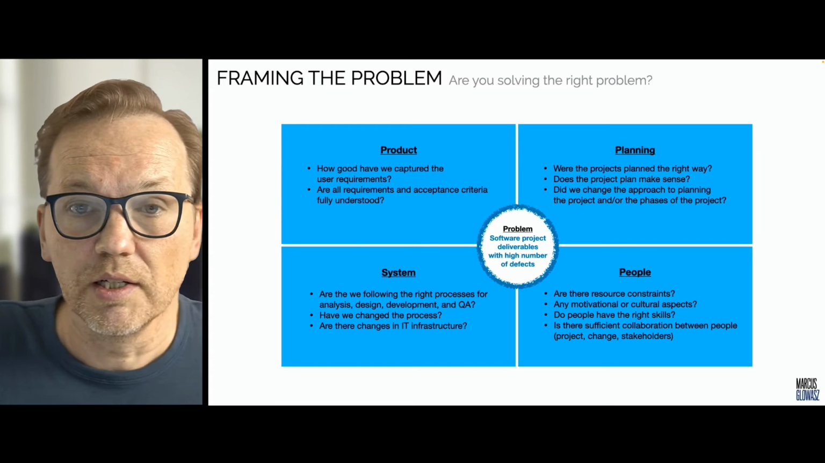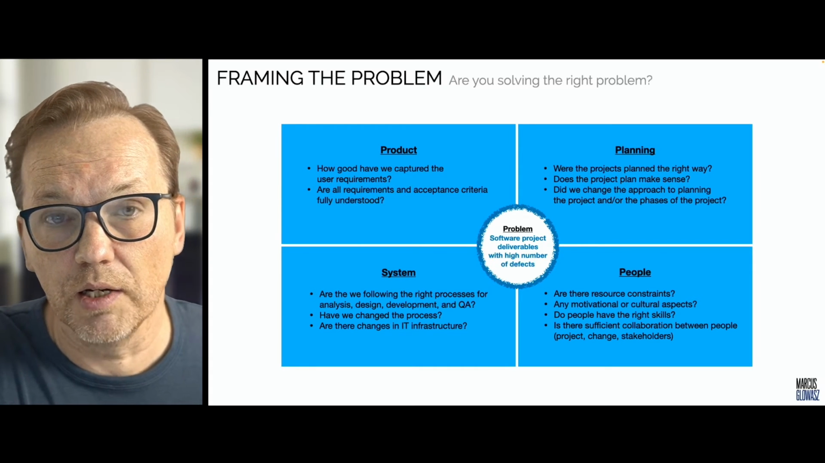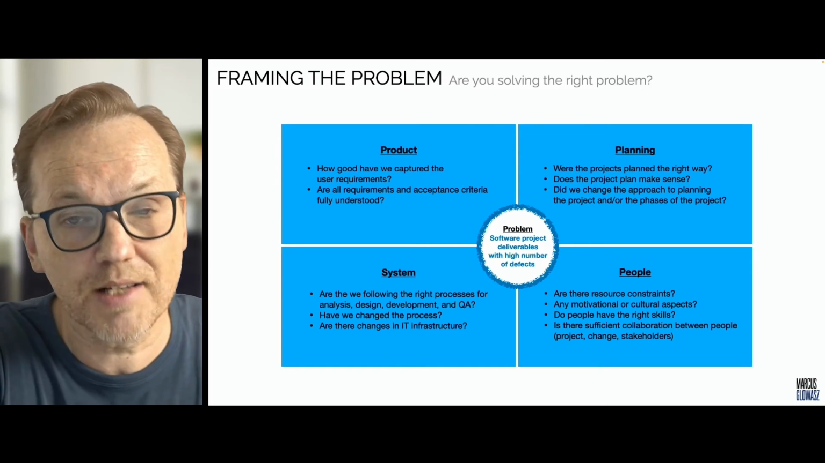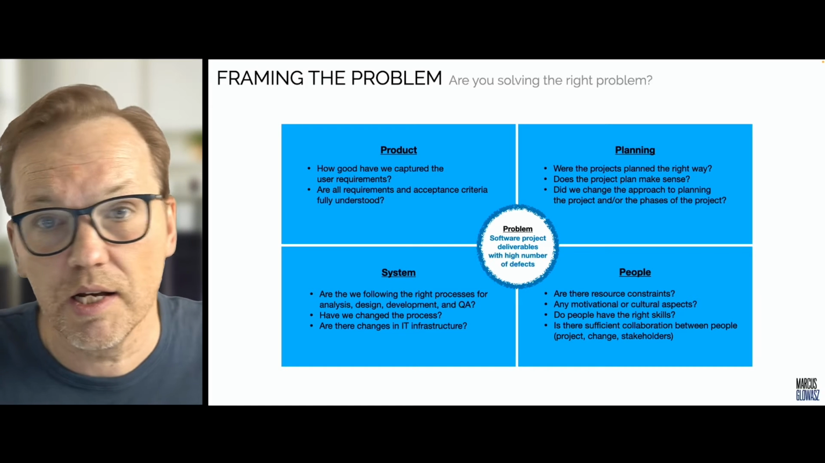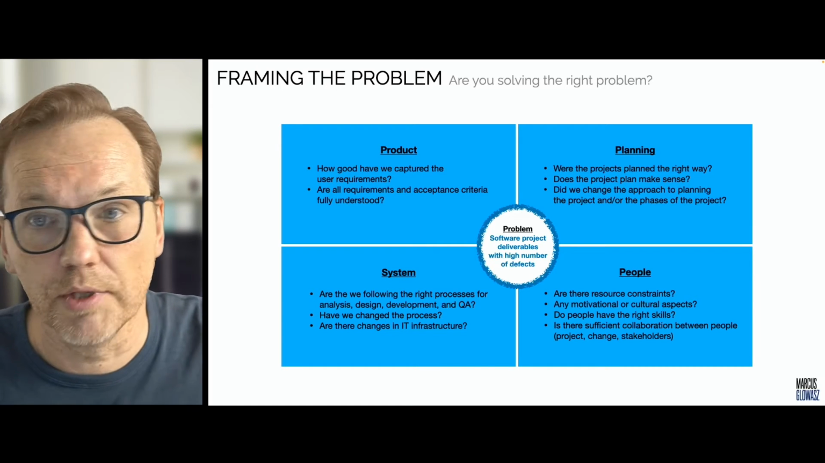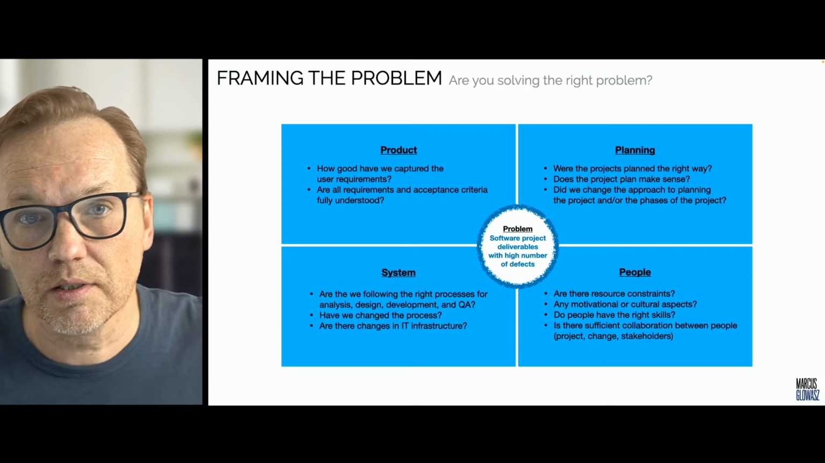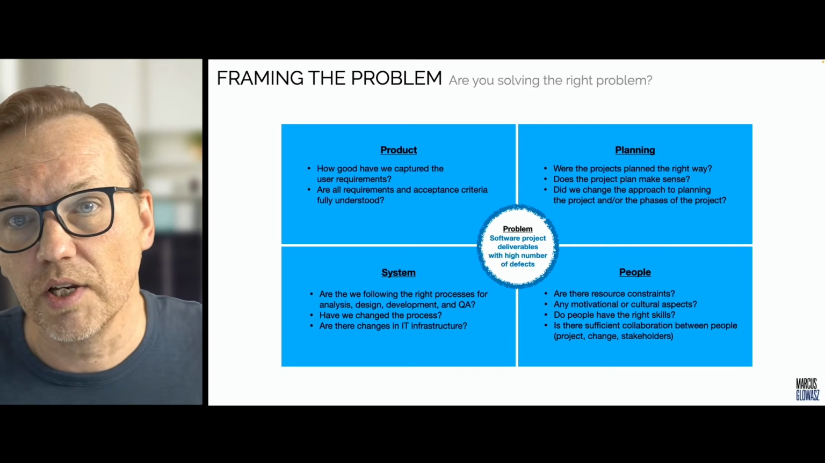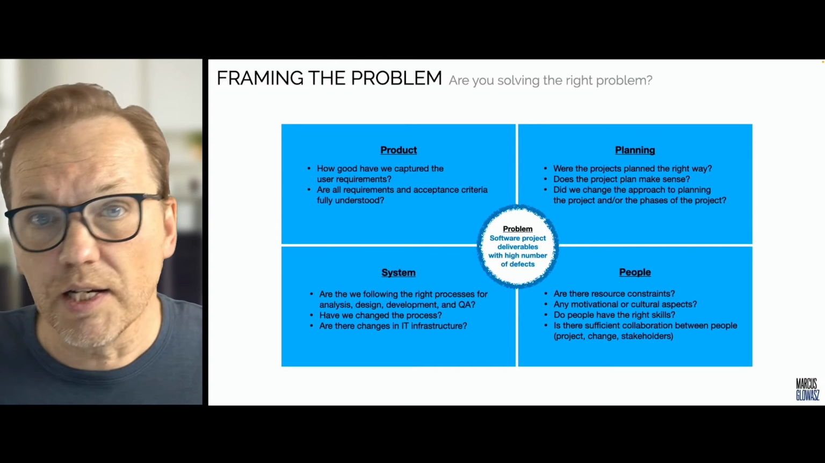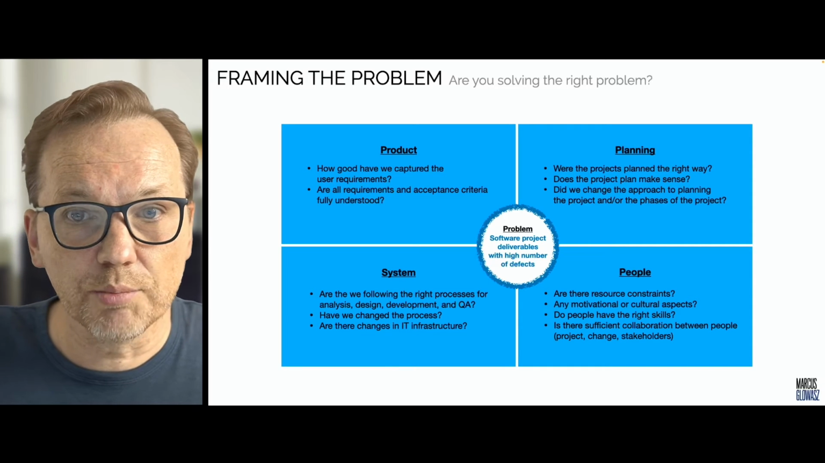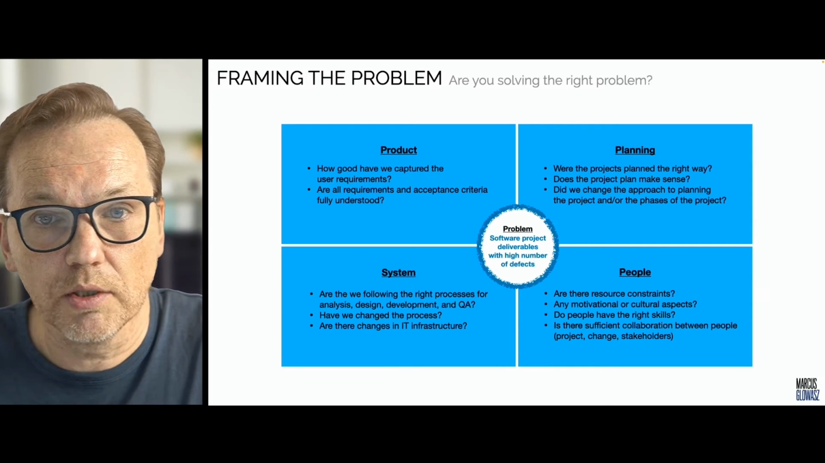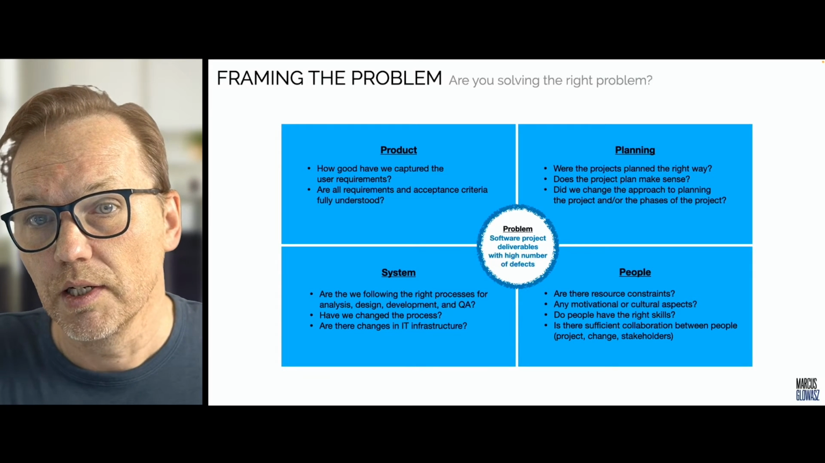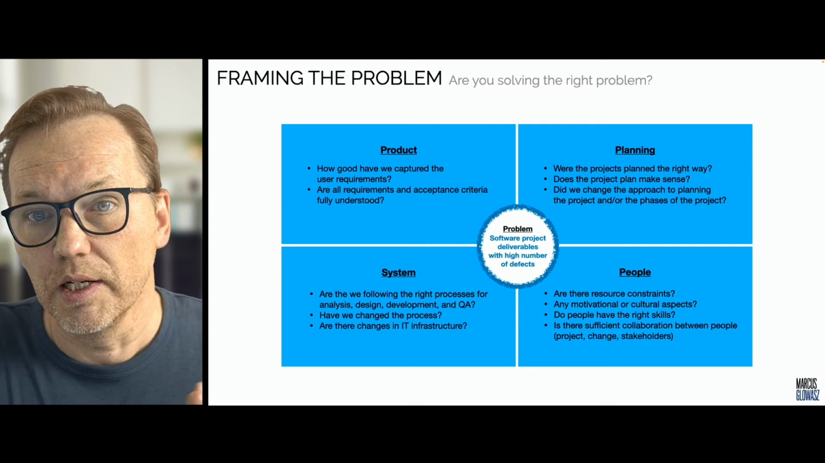So the product, in this case, is a software that gets produced and the requirements behind it that make up that product. Is there anything wrong there? Have we overlooked something in terms of requirements? Is it all clear what the user actually wants? Then we have the planning approach, where we ask: are the projects actually planned the right way, or is there any issue in how we plan and schedule the projects? Does it all make sense? Does it all add up?